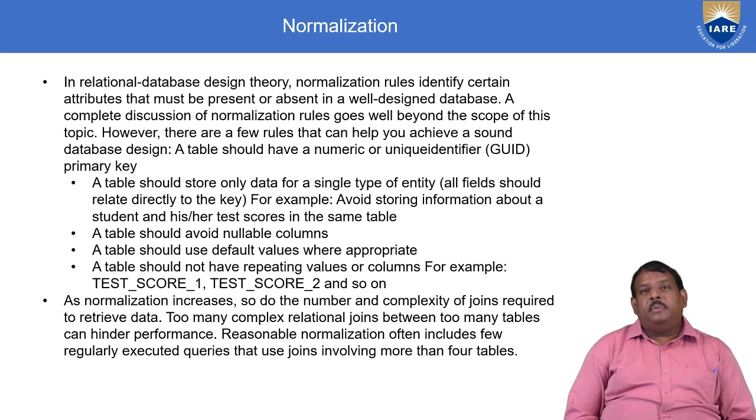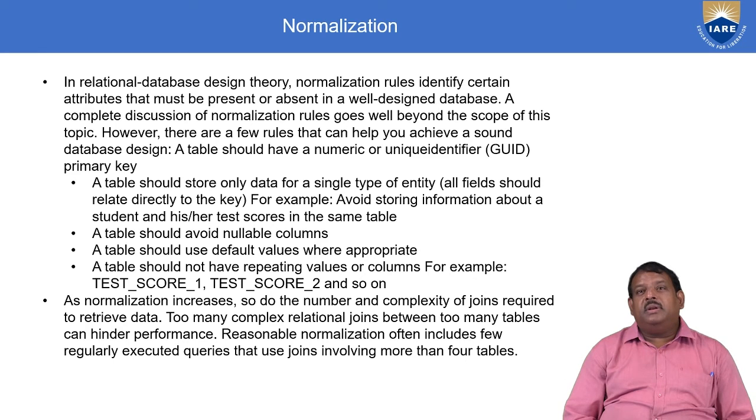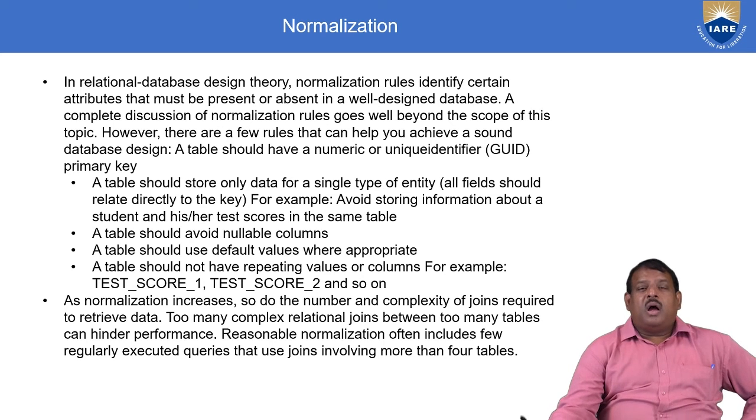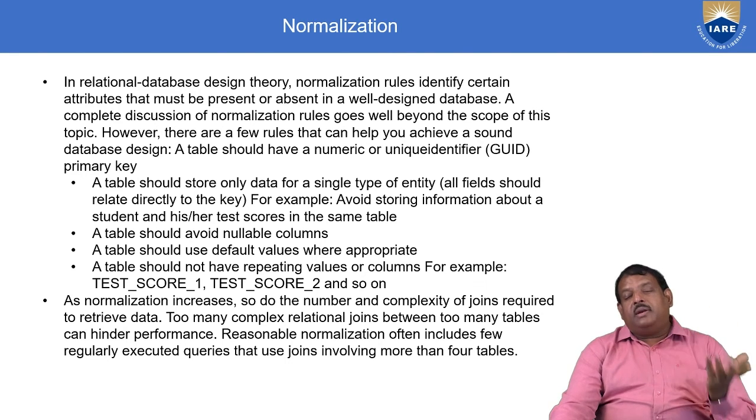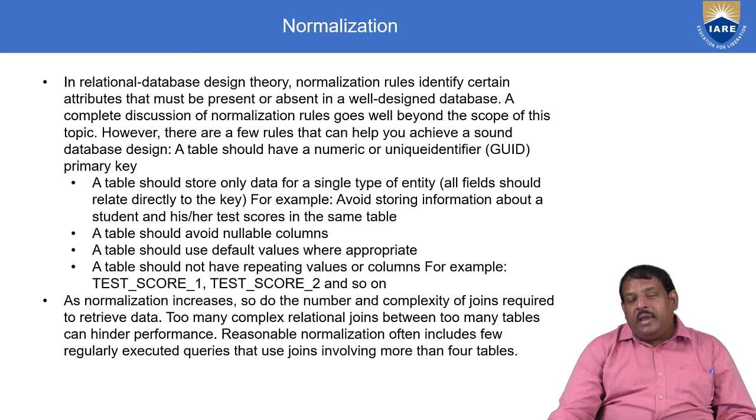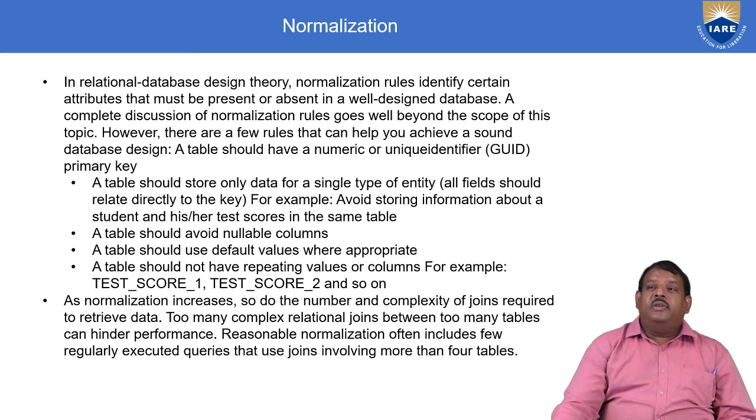In relational database design theory, the normalization rules identify certain attributes that must be present or absent in a well-designed database. A complete discussion of normalization rules goes well beyond the scope of this topic. However, there are a few rules that can help you achieve a solid database design. Every table should have a numeric or unique identifier primary column. So when you are designing a table, it should have a numeric or GUID column which you identify as the primary key.